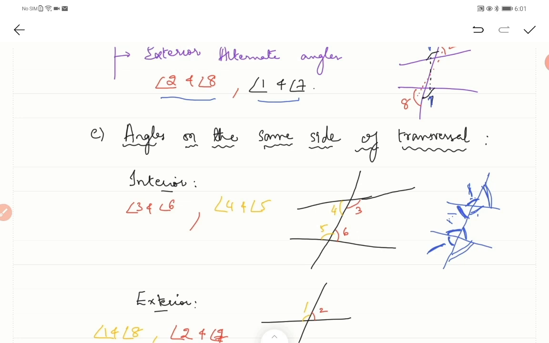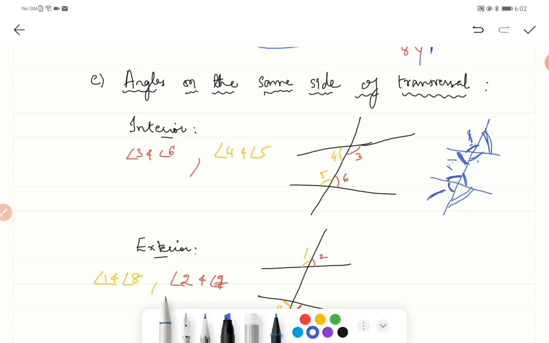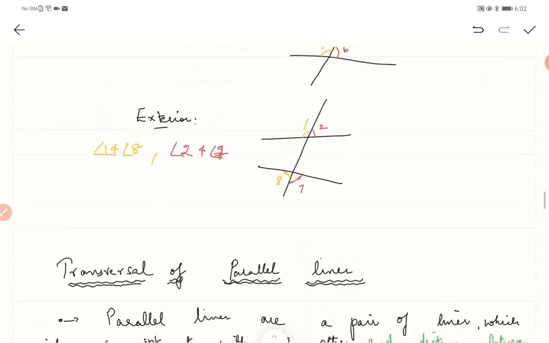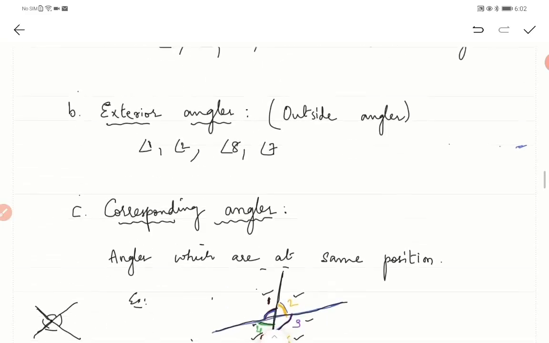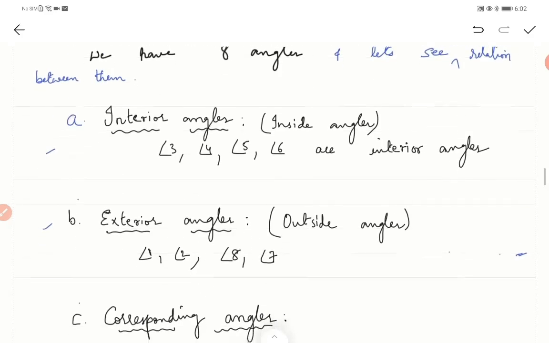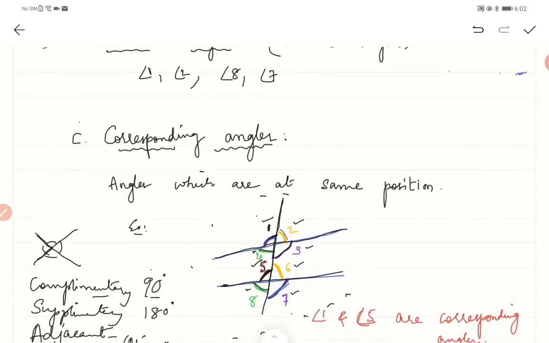All right, that is it. So for the transversal line passing through two lines, what angles have we seen? Interior angles, exterior angles, isn't it? Then corresponding angles. So interior, exterior, it's very easy to remember. Inside angles are interior, outside angles are exterior angles. Corresponding angles are what?